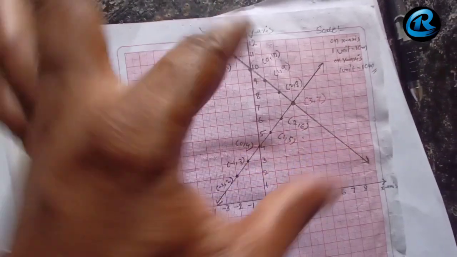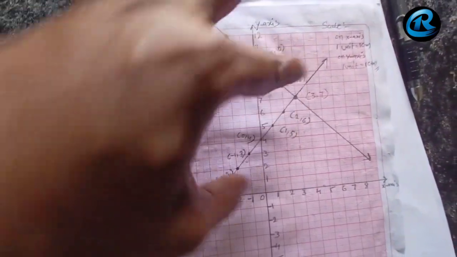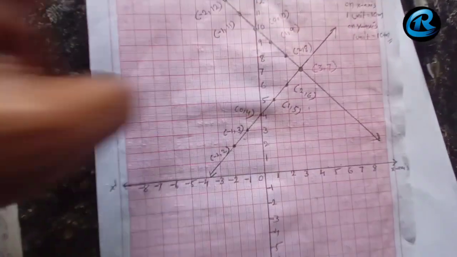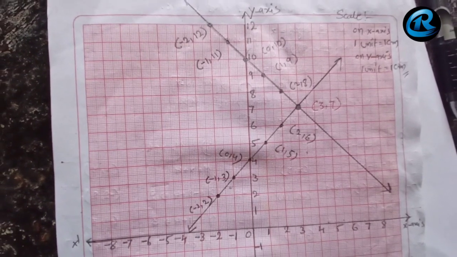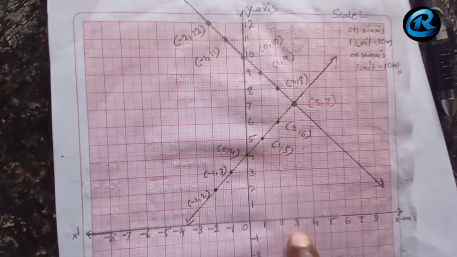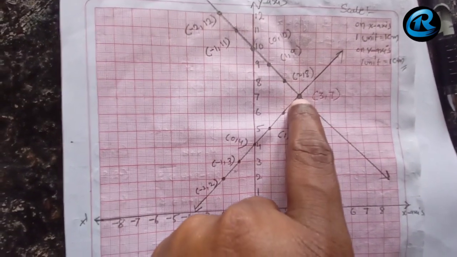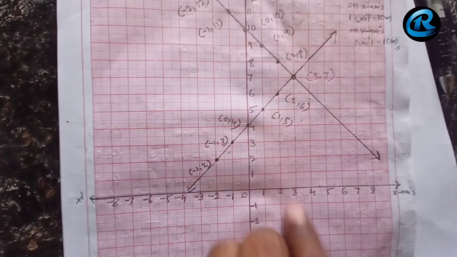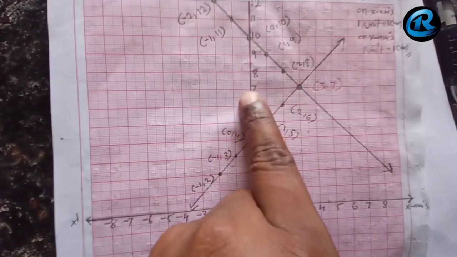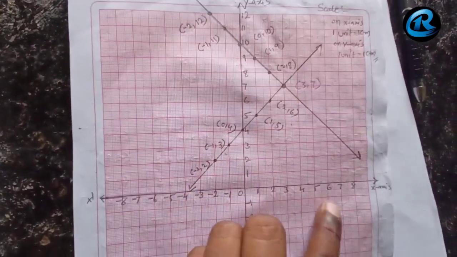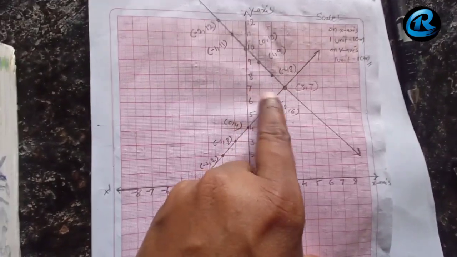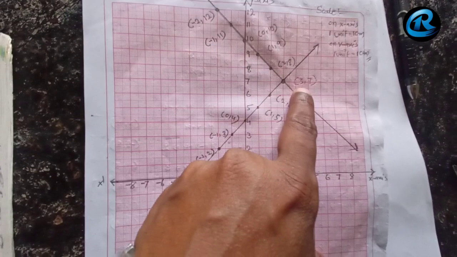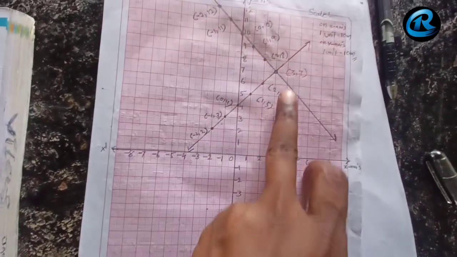For the first equation and for the second equation, you get 5 points each. Plot the 5 points and draw the graph, so that you will get an intersection point here. The common point of these two lines is on the x axis 3, on the y axis 7. On the x axis, see, look above the x axis, it is straight at 3, and on the y axis it is 7. So (3, 7) is the solution.